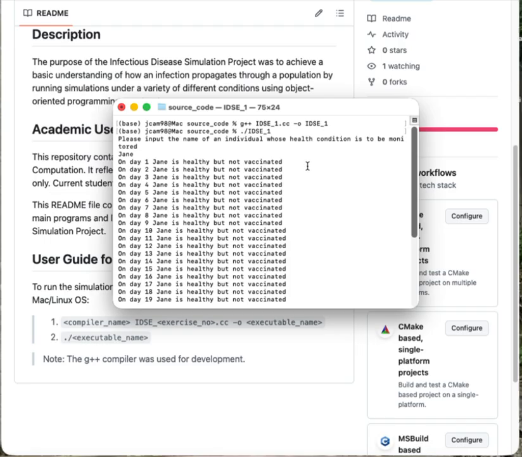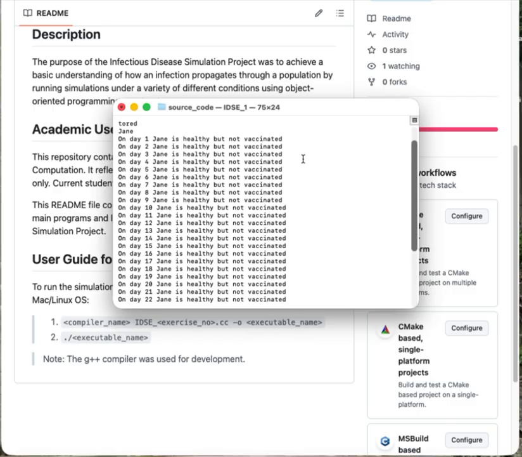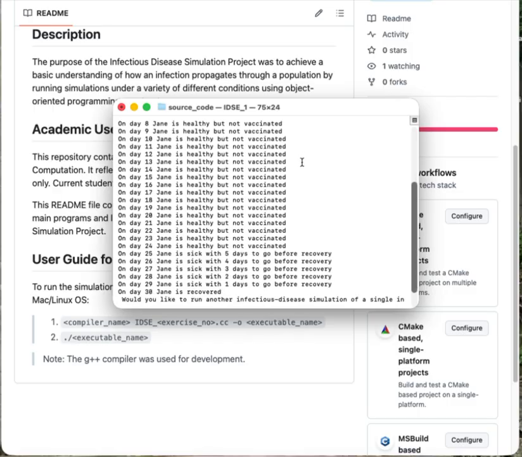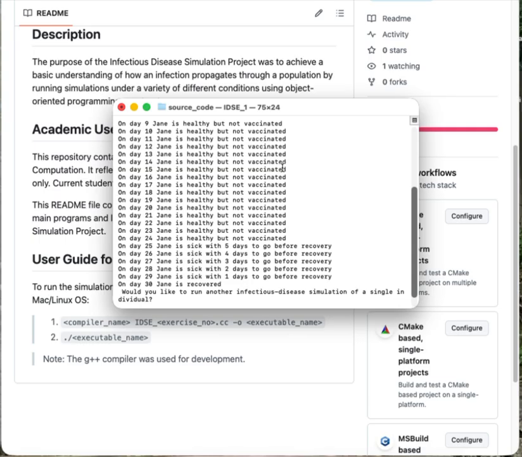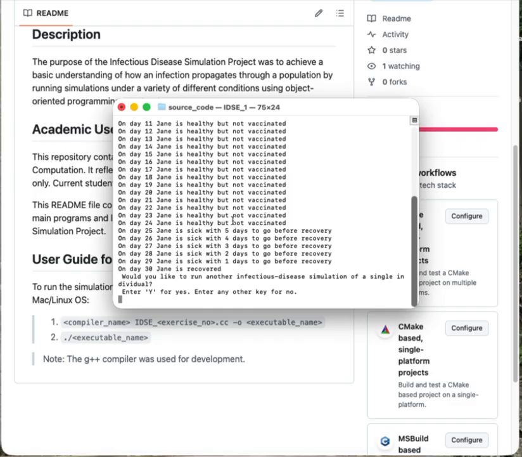And we have a daily list of strings that characterize the health status and vaccination status of this individual in the simulation. We see for the first 24 days, the individual is healthy, not vaccinated, contracts an infection on day 25 with 5 days to go before recovery, before ultimately recovering from the disease on day 30.